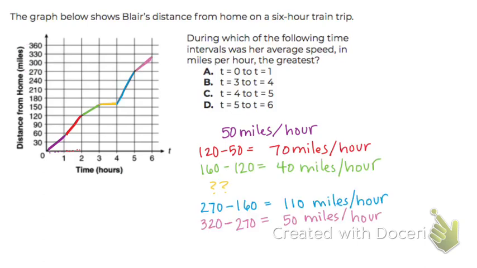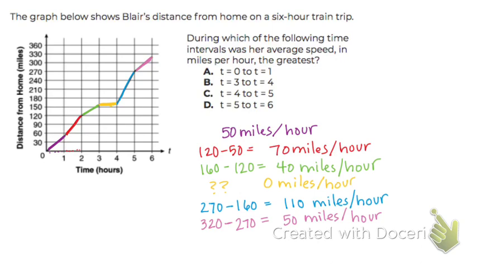So I went ahead and calculated the rate for each of the other segments, but how about this yellow segment? Remember, if you have a flat line like this, a horizontal line, there's no slope, there's no rate. So let's think about what that means. What's the change in miles? I stayed there at 160, so it's a 0 change in miles in 1 hour, so 0 miles per hour.